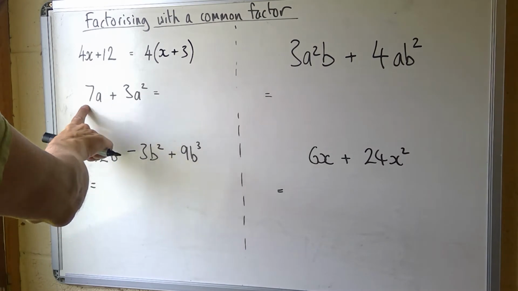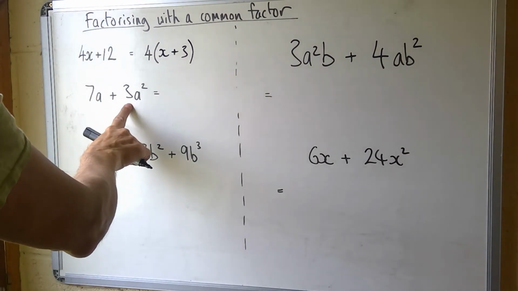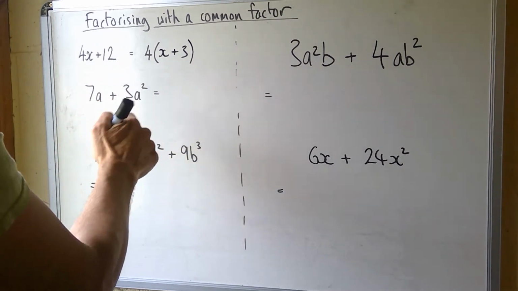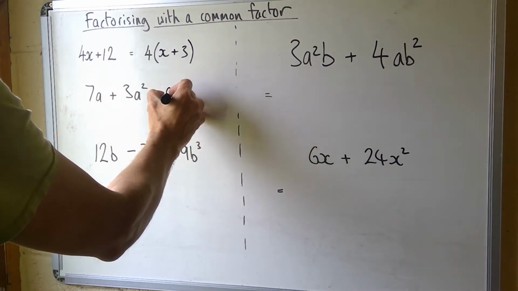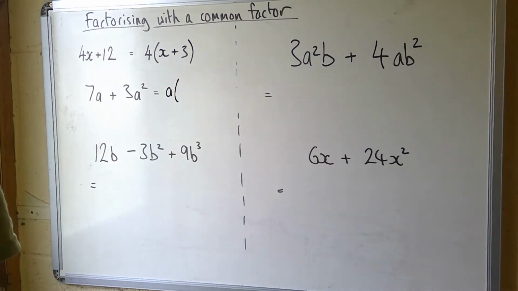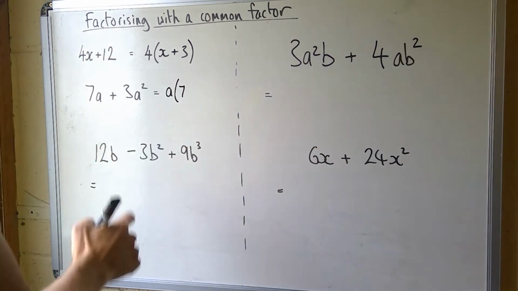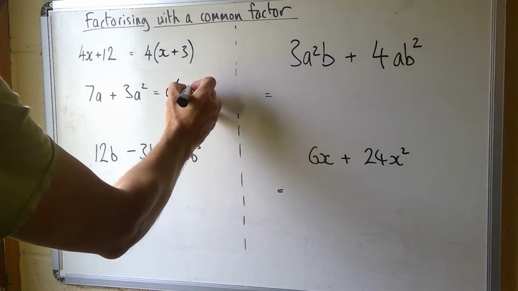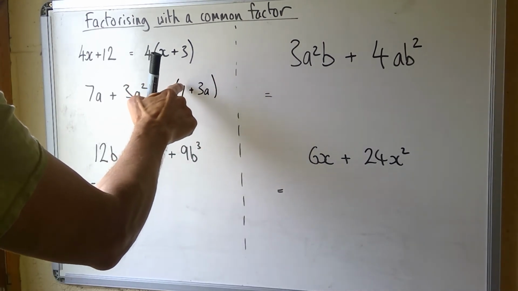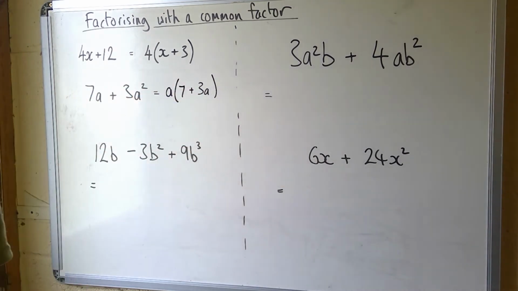The second one, the number parts don't have a common factor. There's no number that goes into 7 and 3, only 1. So this time the common factor is a, because they are both divisible by a. So that a goes outside the brackets, divide 7a by a, we get 7. Divide 3a squared by a, and we're left with 3a. And a quick check, if we expand this, a times 7 is 7a, and a times 3a is 3a squared.